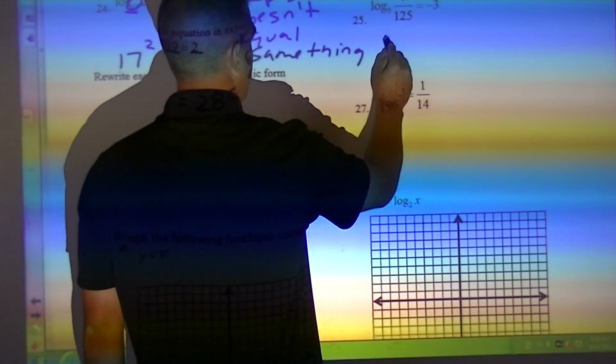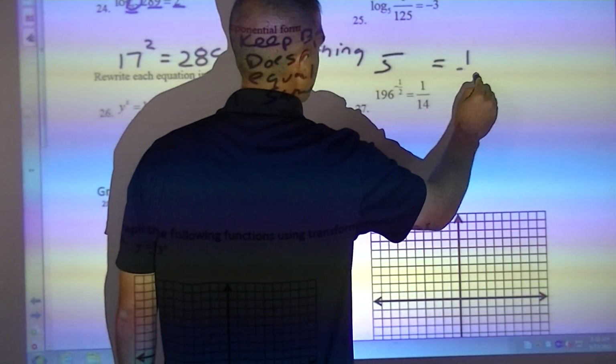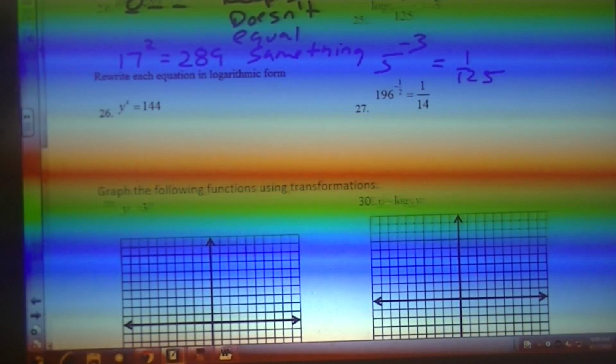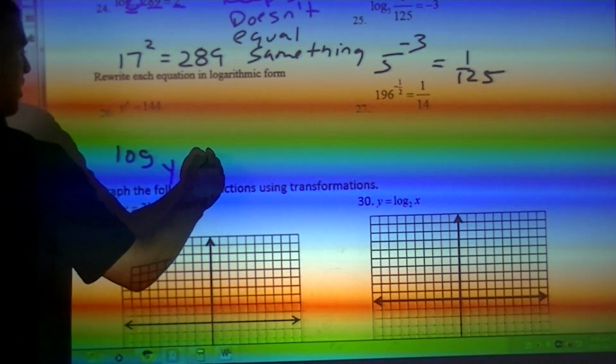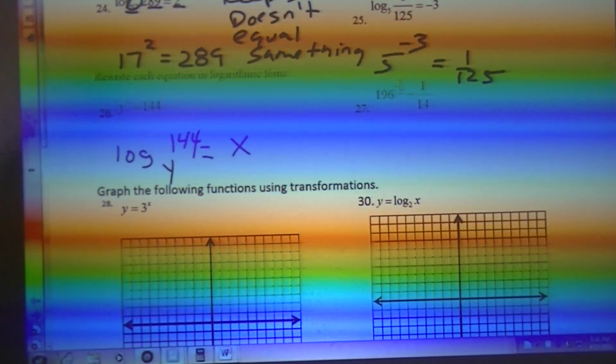For this one, the base is 5, I'm going to keep that. It's no longer going to equal negative 123. It's going to equal that, and negative 3 becomes the exponent. We rewrite these in log forms. That's the base. So log of y no longer equals 144, it's going to equal x. The 144 goes in this spot.